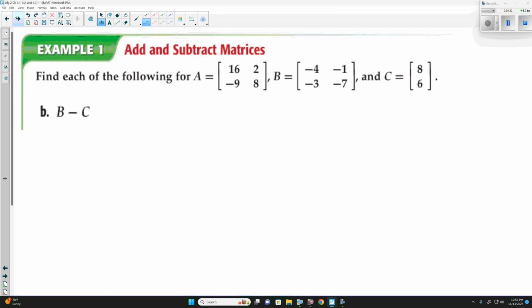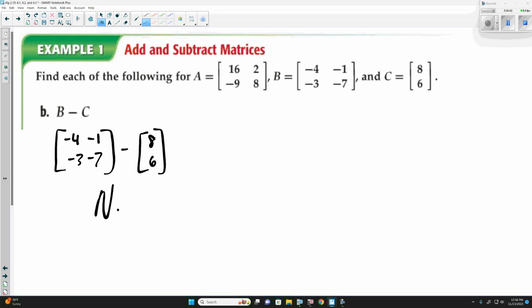B minus C. Well, matrix B, -4, -1, -3, -7 is a 2 by 2. And we want to subtract from it matrix C, 8, 6, which is a 2 by 1. Are the dimensions of both of these the same? No, so this here is not possible. Because if they don't have the same dimensions, we can't add or subtract them. Questions on any of this here?